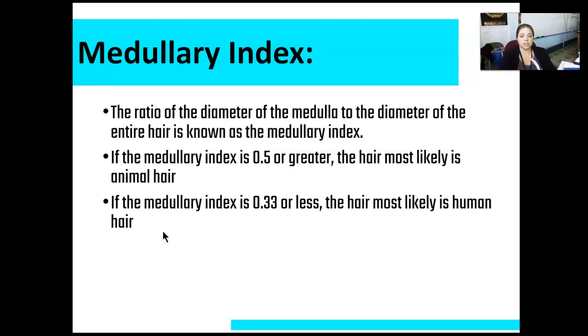So medullary index, we did mention that. I just did a little bit ago. What the heck is that? It is the ratio of the diameter of the medulla to the diameter of the entire hair, known as the medullary index. So if that medullary index is 0.5 or greater, it is most likely animal. If it is 0.33 or less, it's most likely human.